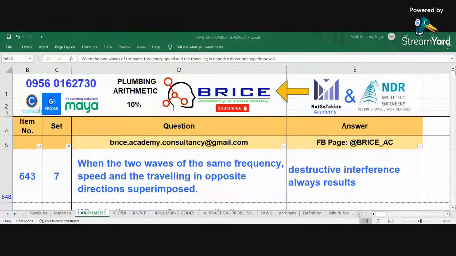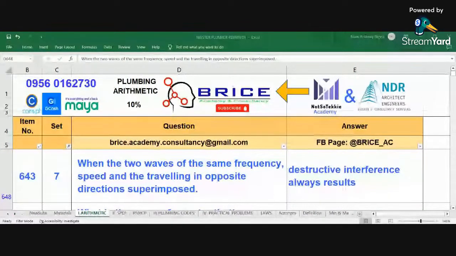643. When two waves of the same frequency, speed, and traveling in opposite directions superimpose, the answer is destructive interference always result. When the two waves of the same frequency, speed, and traveling in opposite directions superimpose, the answer is destructive interference always result.